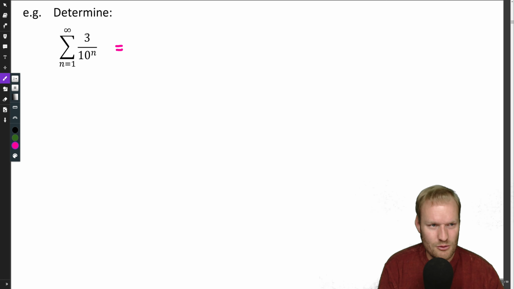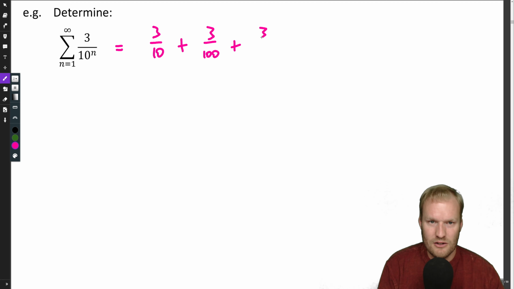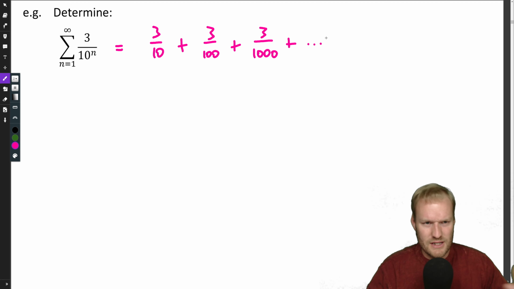So when n equals 1, we've got 3 over 10 to the 1. That's just 3 over 10. Plus, when n equals 2, we've got 3 over 10 squared. So that's 3 over 100. And when n equals 3, we've got 10 cubed, which is 1,000. So we have a much better sense of the sequence, perhaps, because we can see it written out.